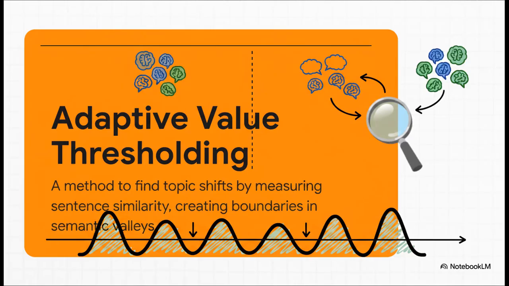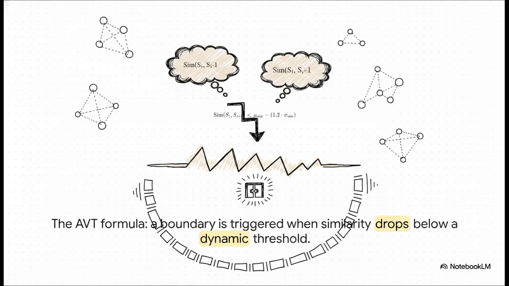The first piece of the magic is called adaptive value thresholding, or AVT. Instead of rigid rules, AVT is constantly measuring the semantic similarity between one sentence and the next. And when that similarity score suddenly drops, it knows the topic just changed. It's basically finding the natural breaks in the conversation, the semantic valleys, in the flow of the text, and making its cuts there. Now, this formula might look a little intimidating, but the idea behind it is incredibly intuitive.